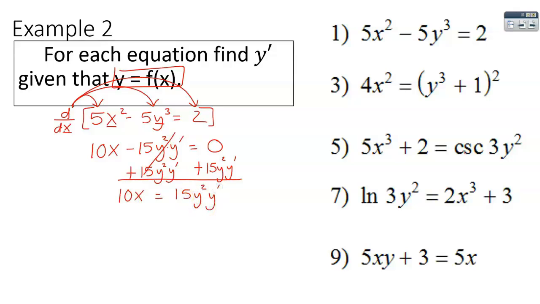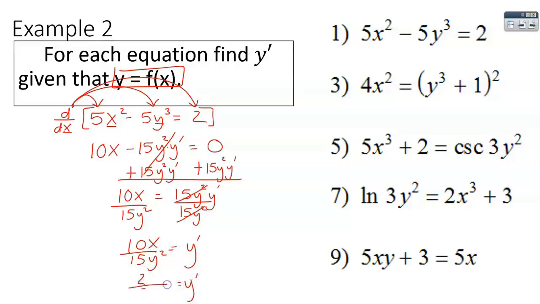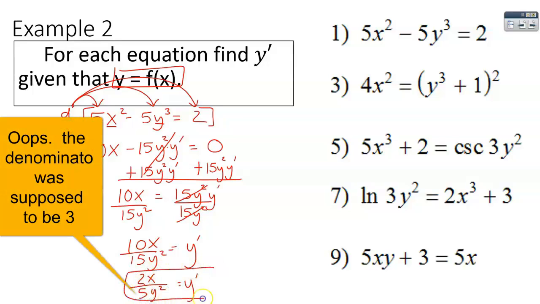And now I want to get y prime by itself, so I'm going to divide everything by 15y squared. And there's the derivative. Of course, if you can, you should probably reduce it. So 10 over 5 can be simplified to 2/5. And there's our final answer.